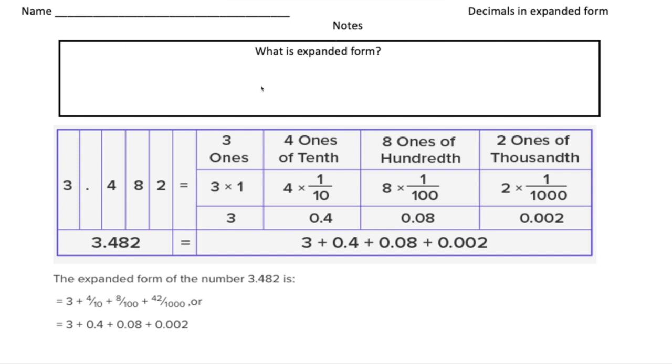Okay. Well, just write this in for me. So expanded form is basically just a way of writing each number according to its place value. So let's write that down. So writing each number according to its place value.